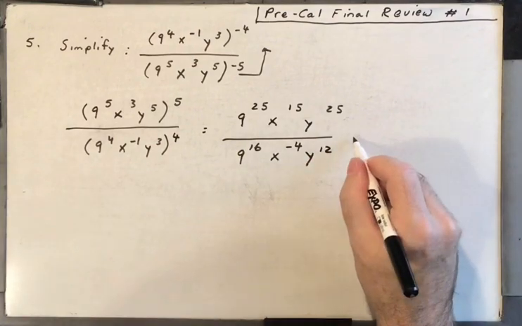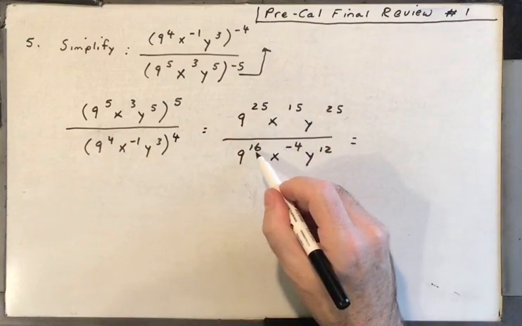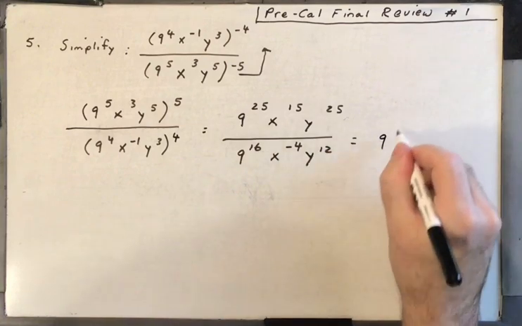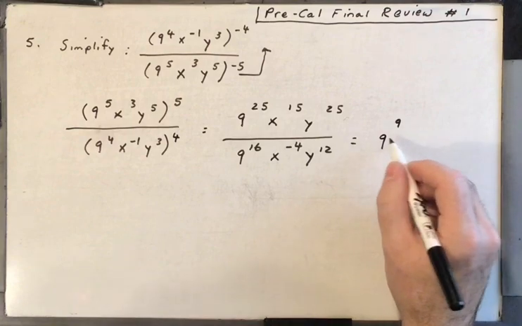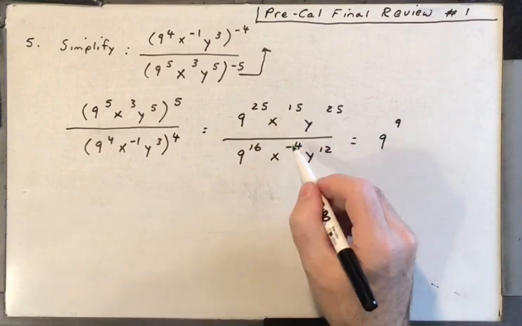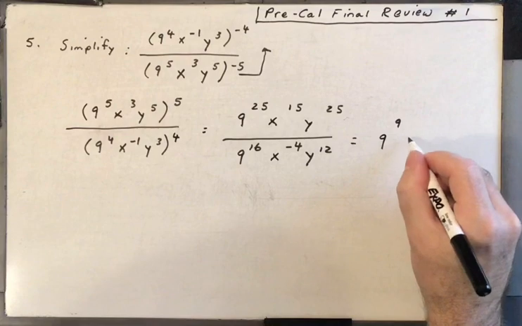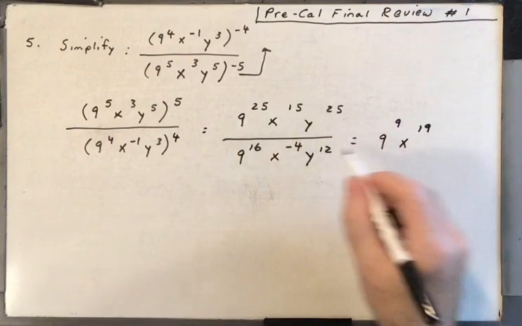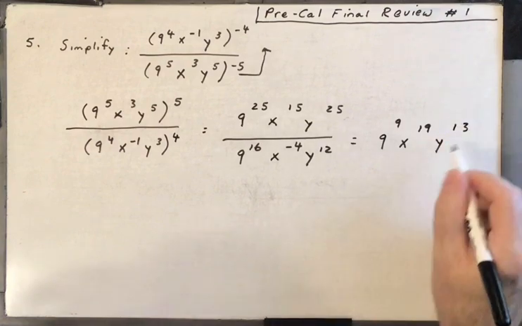Okay, so what we're going to have here is 9 to the 25th divided by 9 to the 16th. So 25 minus 16 would be 9 to the 9th. You don't need to put that in your calculator and give me this huge number. Remember, if it's division, you subtract. So 15 minus negative 4 would be x to the 19th. And then 25 minus 12 would be y to the 13th.